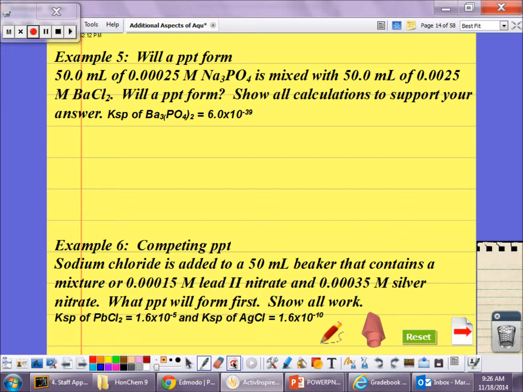Sodium chloride is added to a 50 mL beaker that contains a mixture of 0.00015 molar lead nitrate and 0.00035 molar silver nitrate. We are not diluting; that beaker already has that mixture. What precipitate will form first? Show all work, and they give you the Ksp for those two.